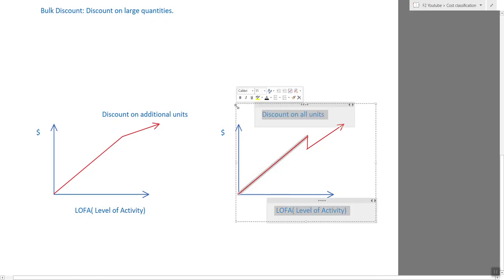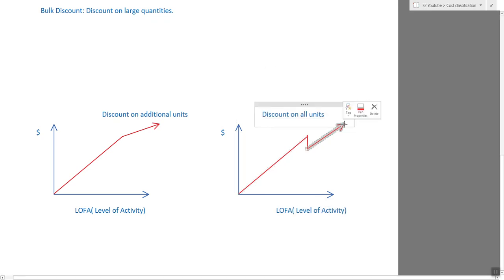And discount on all units is if I tell you that I will charge $1 per unit up to 1,000 units. If 1,000 units is exceeded, I will give you discount. I will sell at 90 cents all units, including the initial 1,000 units. Now, this is not very common. This can be only common when you are buying all units at once. In that situation, it can happen. If you buy 1,500 or 2,000 units at once, then it makes sense. Otherwise, it is not very practical. So remember, after 1,000 units, there is discount, so this line will bend a little bit.